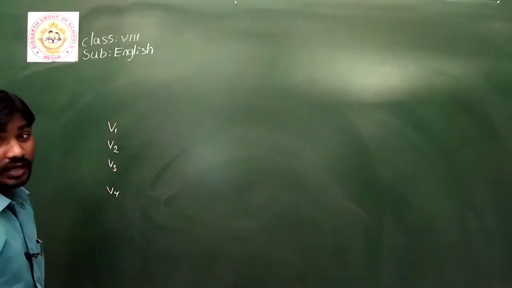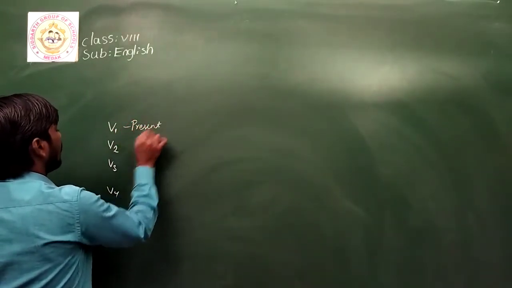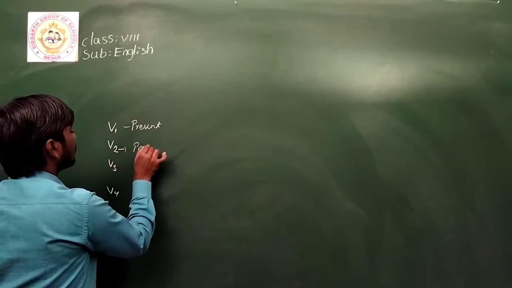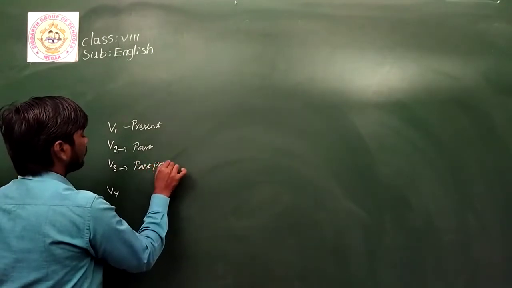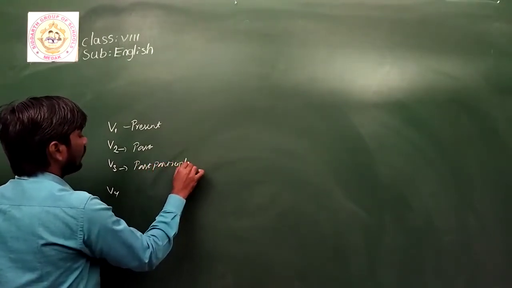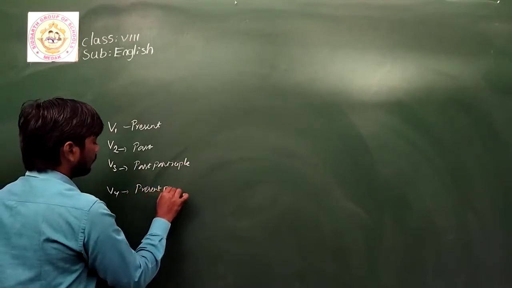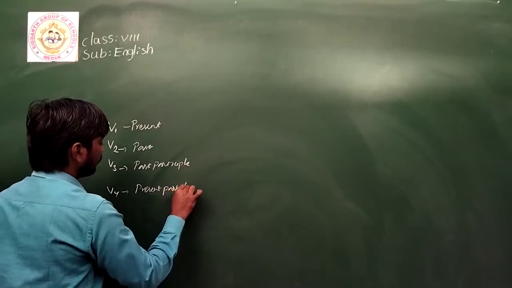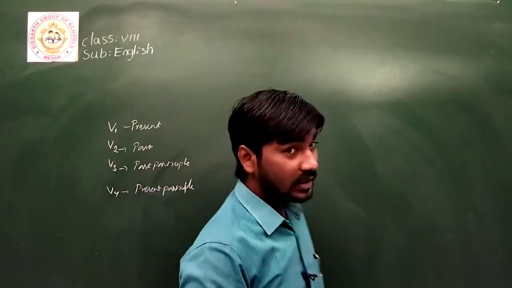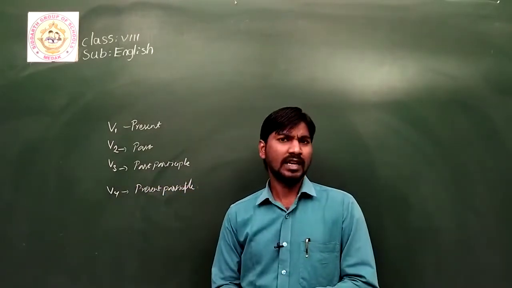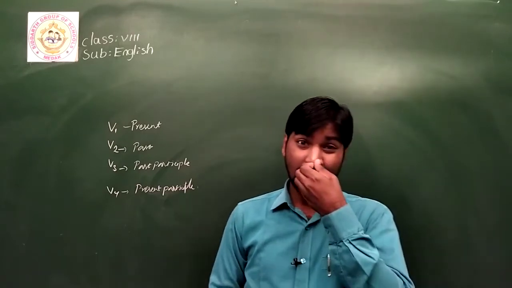So V1, what is V1? A present one, present tense. And V2 is a past, completed. Past participle is V3. And V4, present participle. So we have to know the verb forms. In the previous session we learned four different verb forms. And along with that we have to know one more important thing, persons.